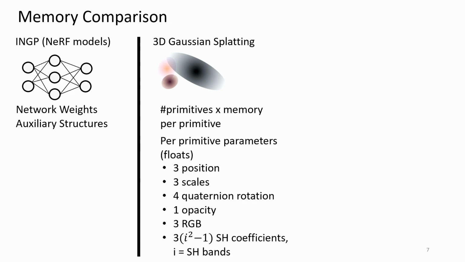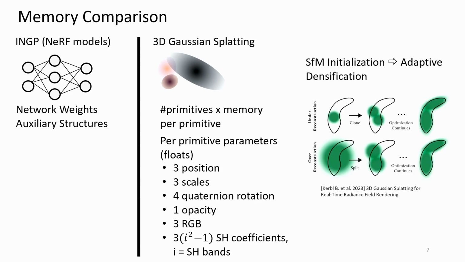In our case, we have a lot of parameters per primitive that, as I said before, describe the geometry, the opacity, and the color. And the number of points is determined by the initialization that you have and an adaptive control that was introduced in the original 3D-GS paper that tries to cover under- and over-reconstructed areas.